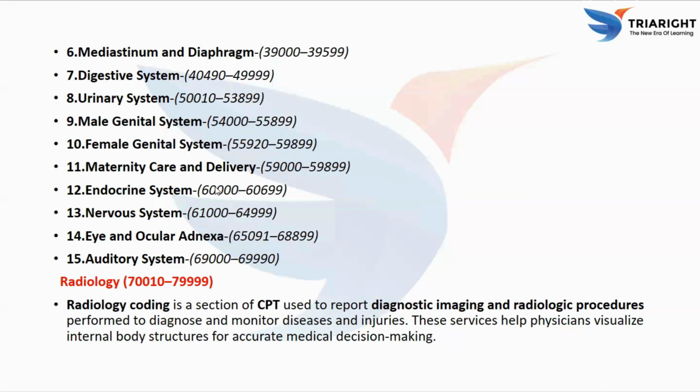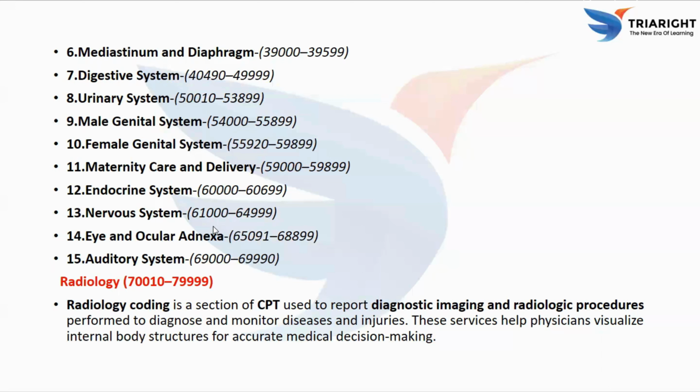And next is the endocrine system, 60,000 series, 60,000 to 60,699. The endocrine system covers the glands that produce hormones. It includes the thyroid, parathyroid and adrenal glands. Examples of procedures done under the endocrine system are thyroidectomy and parathyroid surgery.